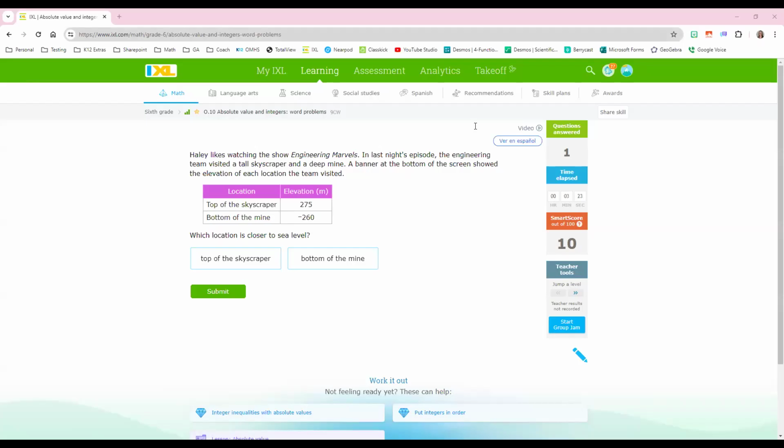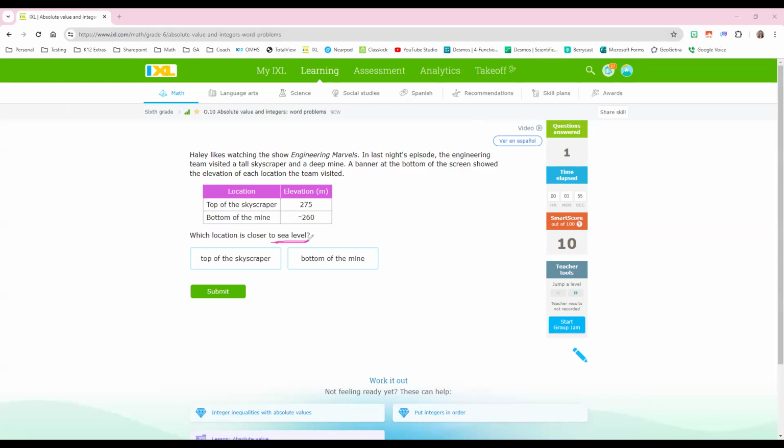All right, next question. Haley likes watching the show Engineering Marvels. In last night's episode, the engineering team visited a tall skyscraper and a deep mine. The banner at the bottom of the screen showed the elevation of each location the team visited. So the top of the skyscraper was at 275 miles of elevation, and the bottom of the mine was at negative 260. So which location is closer to sea level?